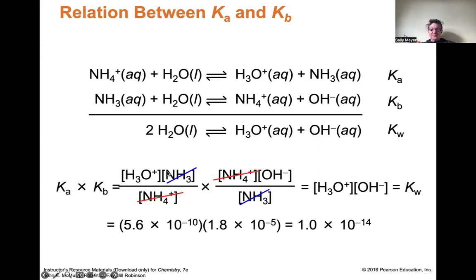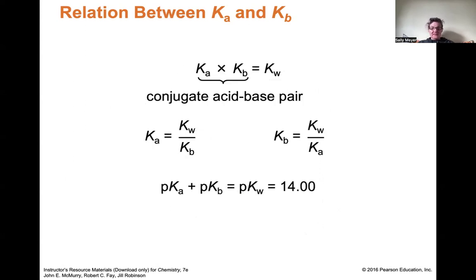So here's the expression for Ka for a weak acid, and the Kb for a weak base. If you multiply those together, everything cancels and you get the expression for Kw. And so if you know Ka or Kb, you can solve for the other one by knowing that their product has to equal Kw, the dissociation equilibrium constant for water. So Ka times Kb equals Kw.